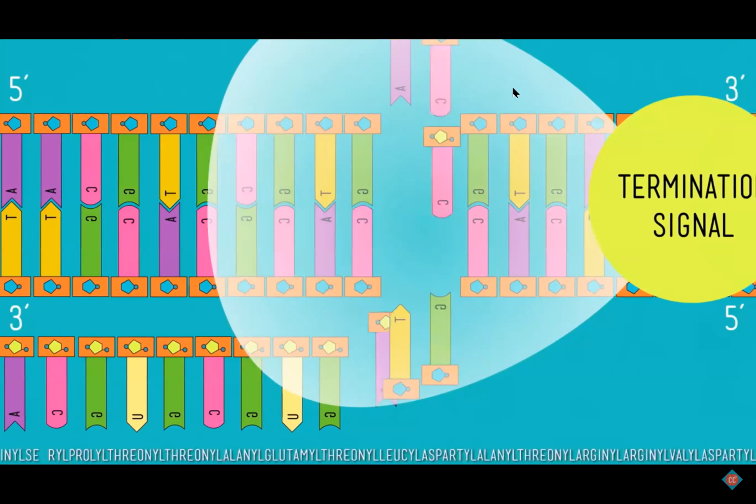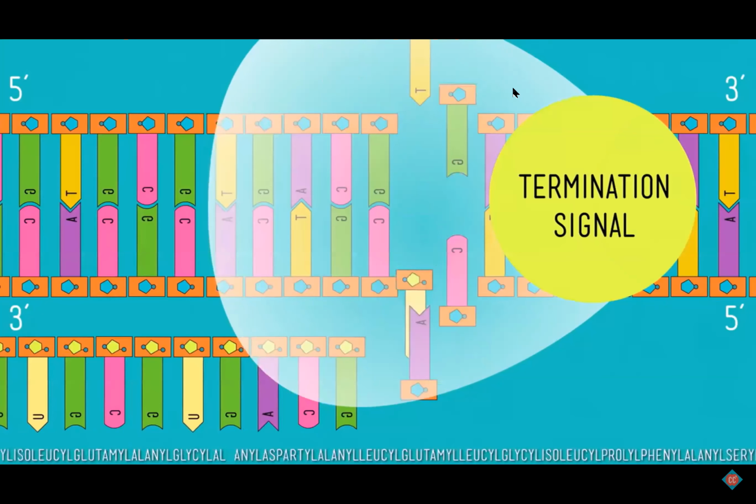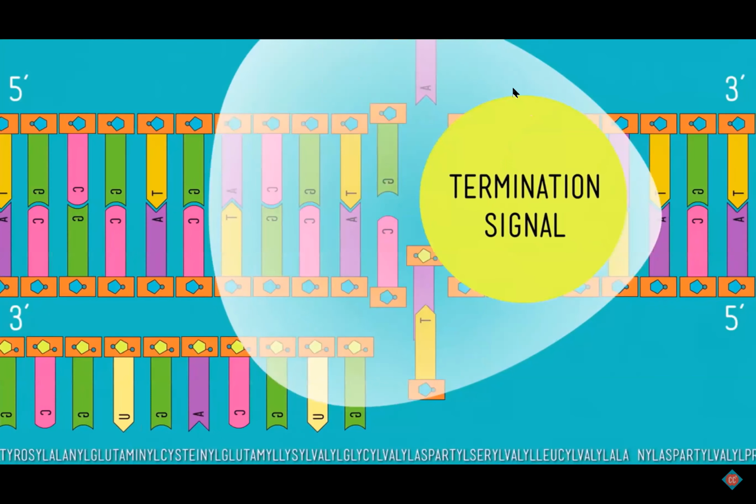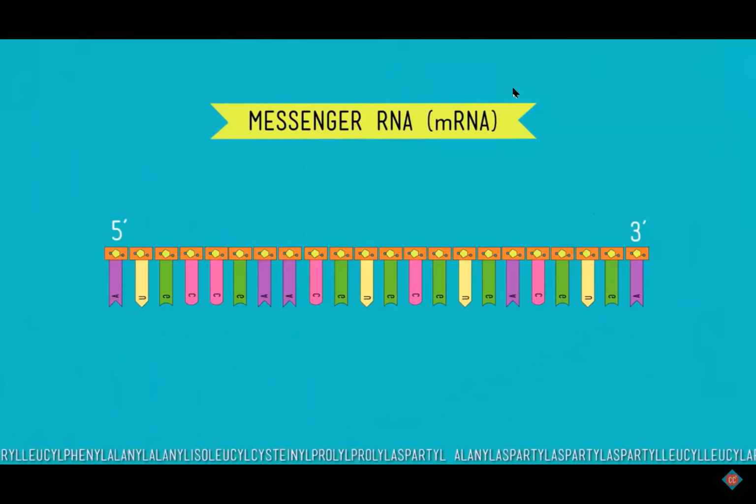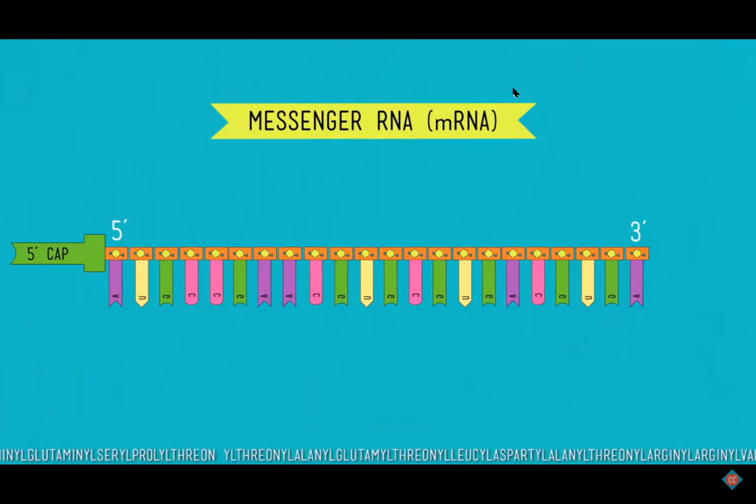Eventually, the RNA polymerase reaches another sequence downstream called a termination signal that triggers it to pull off. Now, some finishing touches before this info can safely leave the lair. First, a special type of guanine is added to the 5' end. That's the first part of the mRNA that we copied, and that's called the 5' cap.